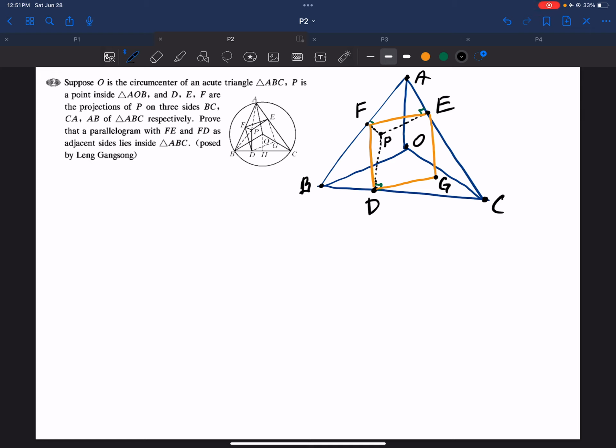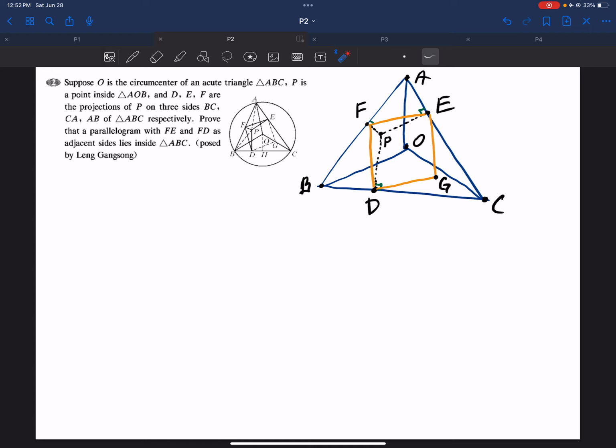What does it mean? These two segments are automatically inside the triangle. So what it really means is that this part remains inside the triangle. So in other words, something like this doesn't happen, right? So in order to prove that, we need to prove that this angle here is strictly positive. How do we prove that?